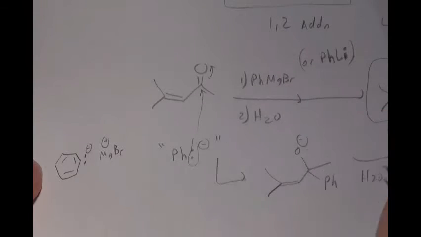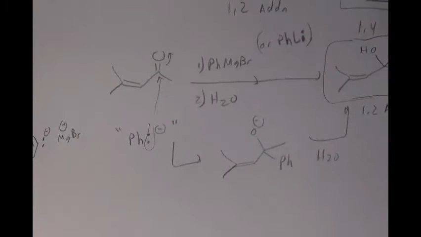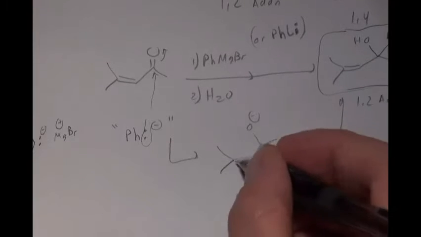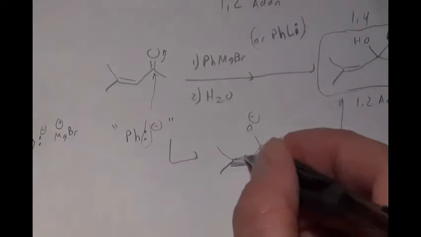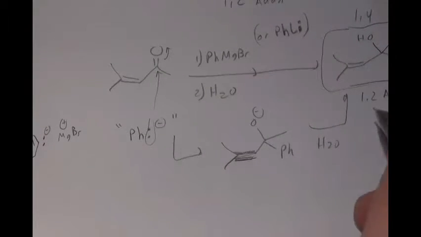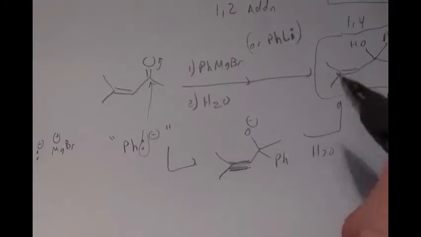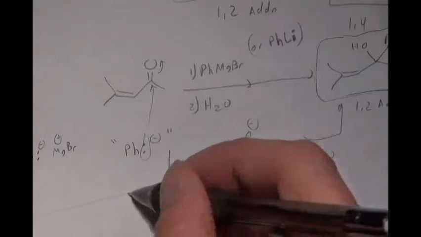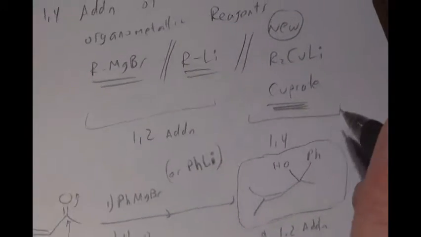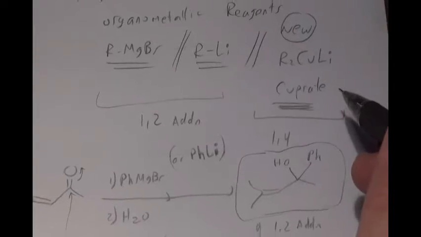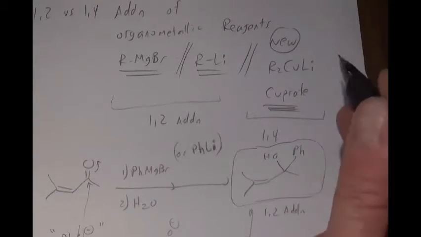And then the O minus grabs a proton, right? And there's the alkene there still. Don't forget the alkene. Okay, cool. So this is a 1,2 addition. Now what is the cuprate going to do? What do we say cuprate's going to do? The cuprate is going to be a 1,4 addition.